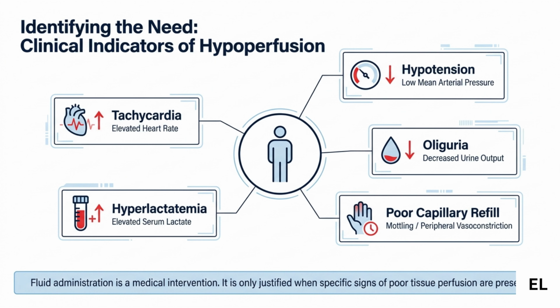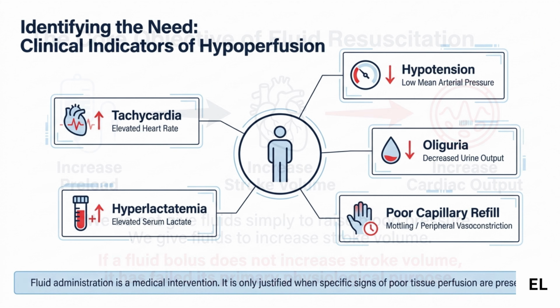Elevated serum lactate levels indicate tissue hypoxia and anaerobic metabolism, while poor capillary refill, mottling, or peripheral vasoconstriction reflect compromised microcirculatory blood flow. The presence of these findings raises concern for inadequate oxygen delivery and signals the need for further hemodynamic assessment before fluid resuscitation is initiated.